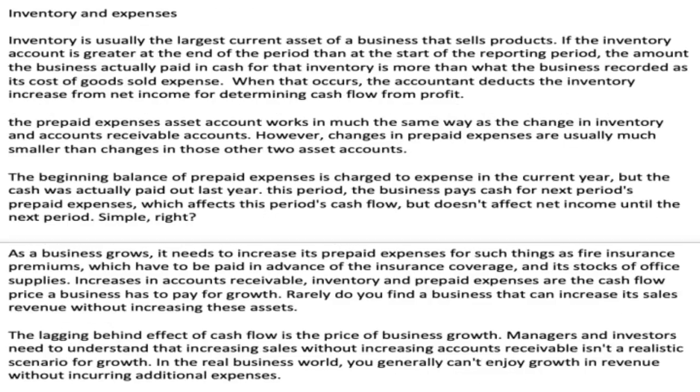Inventory and expenses. Inventory is usually the largest current asset of a business that sells products. If the inventory account is greater at the end of the period than at the start of the reporting period, the amount the business actually paid in cash for that inventory is more than what the business recorded as its cost of goods sold expense. When that occurs, the accountant deducts the inventory increase from net income for determining cash flow from profit.